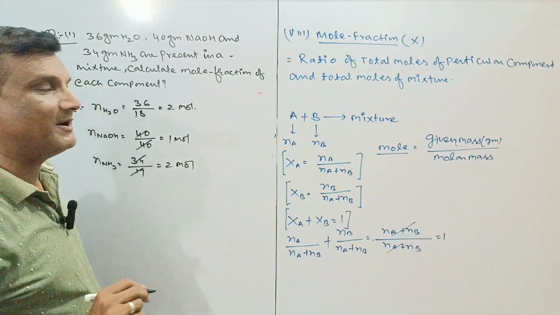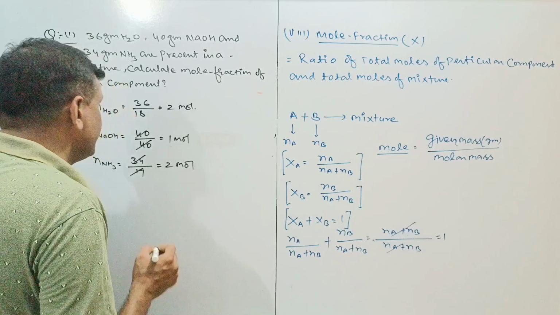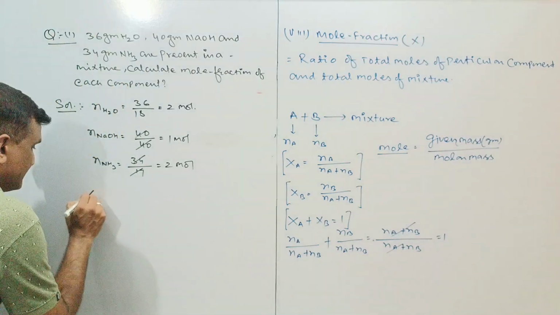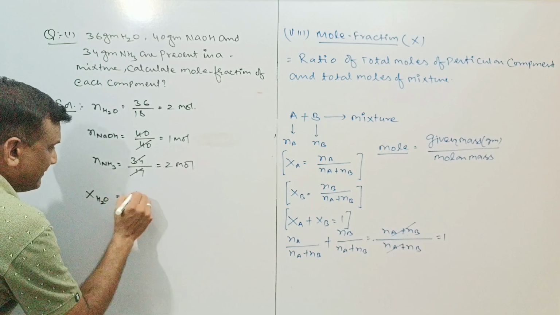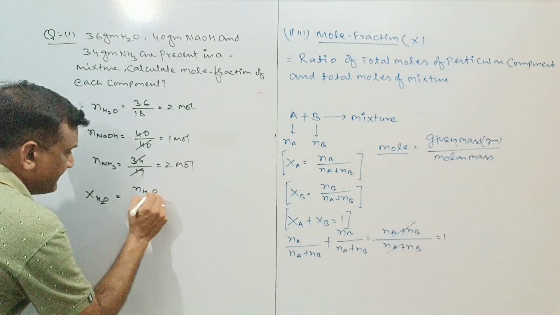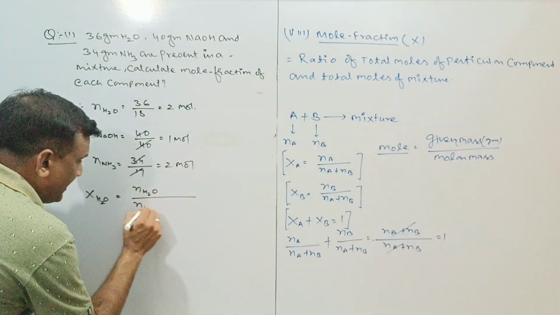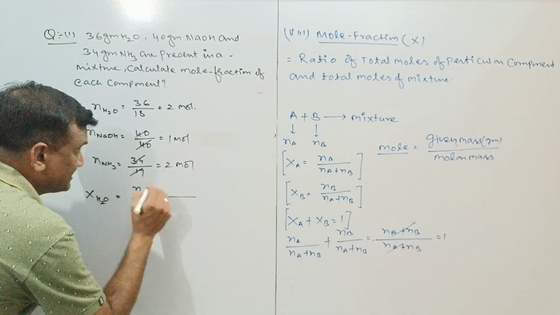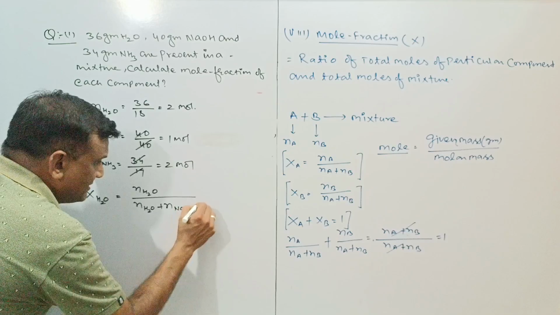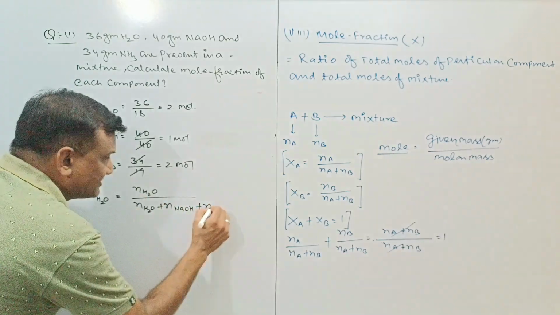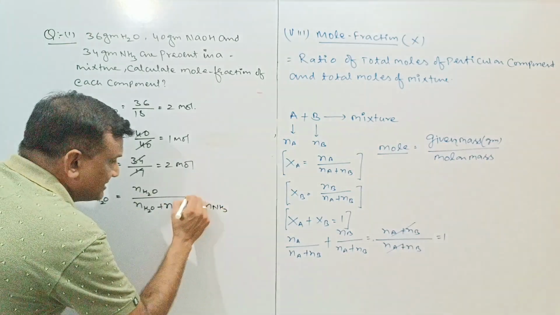Now it's time to discuss the mole fraction. If we go with the mole fraction of H2O, then it will be n of H2O upon n of H2O plus n of NaOH plus n of NH3. These are the 3.